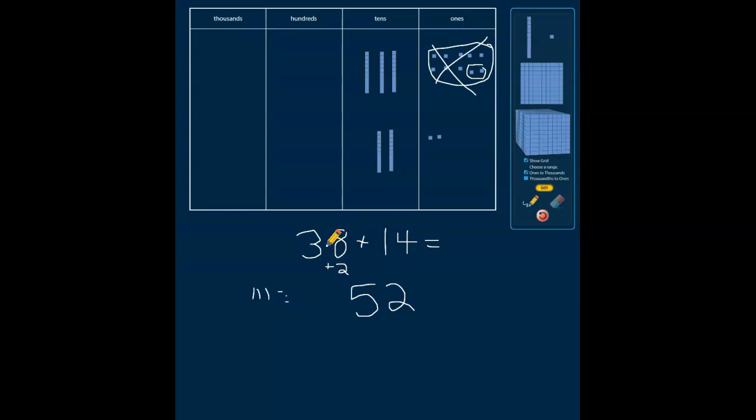But I'm not just randomly adding 2. I got those 2 ones just like we did up here. I got them from the 14. Okay, so my 38, let's go ahead and move this. So now, instead of 38, I have 40, which is what we did over here, right? And I have 12.